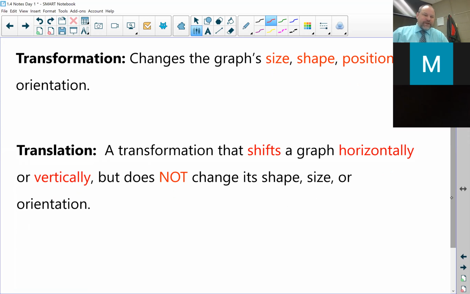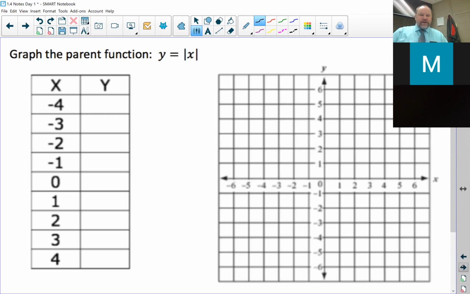One type of transformation is a translation. And a translation is a transformation that shifts a graph horizontally or vertically, but does not change its shape, size, or orientation. So a translation is like shifting, just a moving of the graph. Everything else stays the same, just its placement on the axis is different. So what we're going to do is graph the parent function, y equals the absolute value of x.